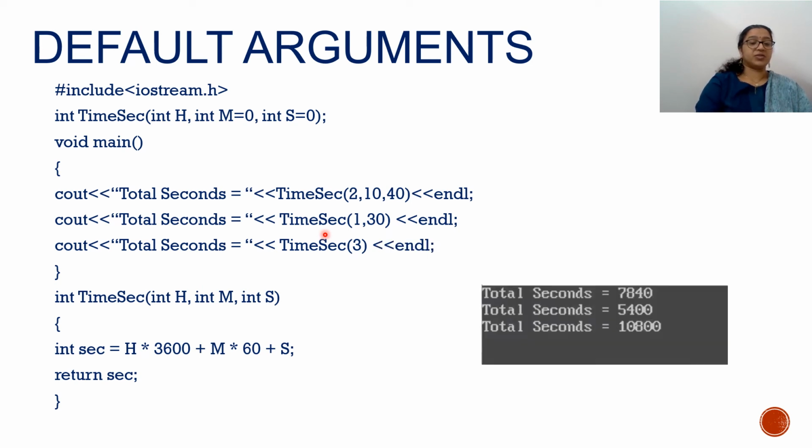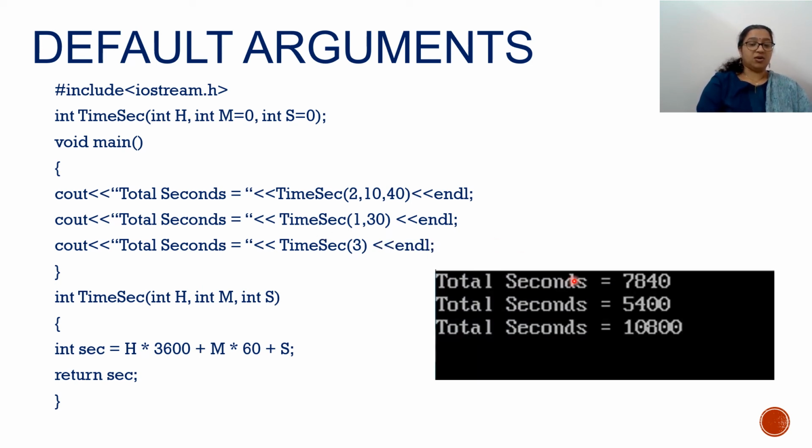Clear? So we will get the output as total second 7840. Then endl means to the new line. So we will get the answer of the second in the next line. Total seconds is equal to 5400. Again there is an endl, so ending the line, we are moving to the next line. Then total second is equal to 10,800. Got it?